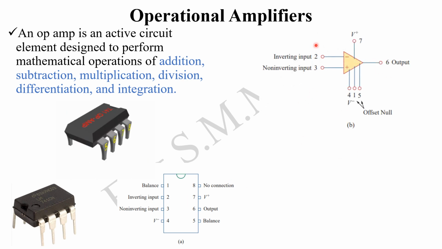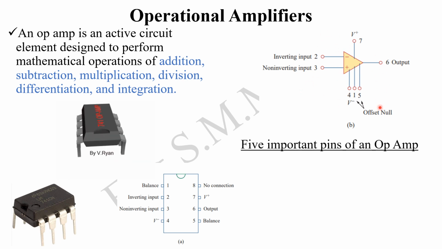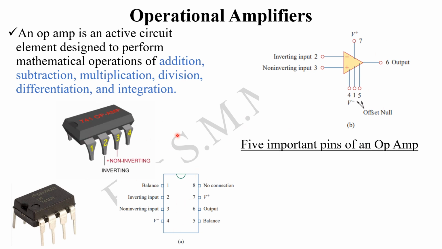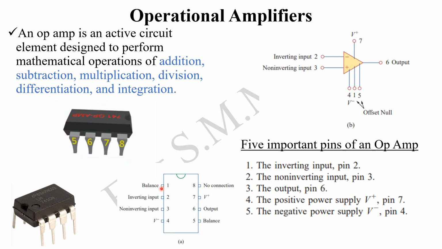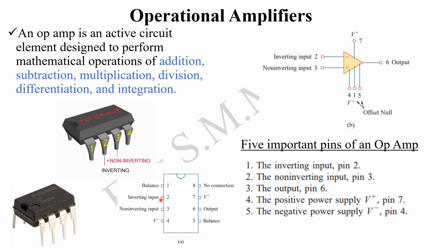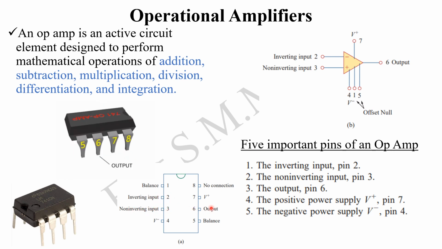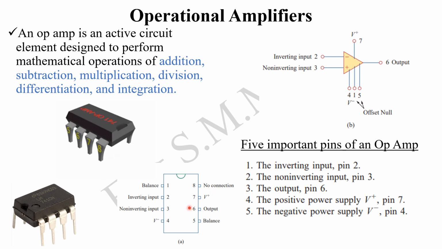So the symbol for an op-amp is basically that with those terminals. From that, there are just 5 basic important pins on an op-amp. Terminal 1 is not very important, it's just for balance. Terminal 2 is the inverting input. Terminal 3, non-inverting input. Terminal 6, which is the output. And then 7 and 4, these are the negative and positive input voltages.